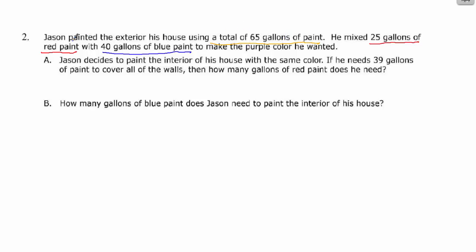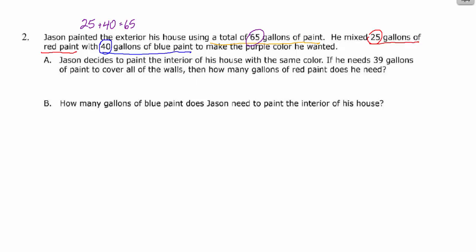Painted his house purple. You'll notice that if you take all the blue paint, the 40, and you add it to all the red paint, the 25, let's get purple here, 25 plus 40 equals the 65. So we know all the paint is either red or blue.